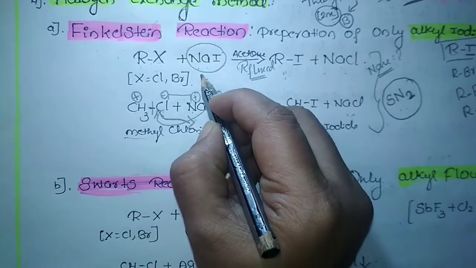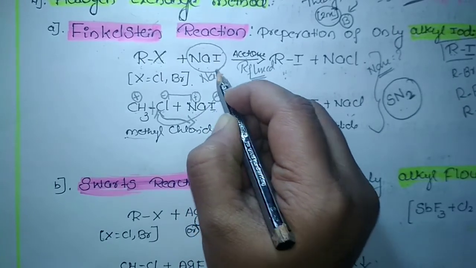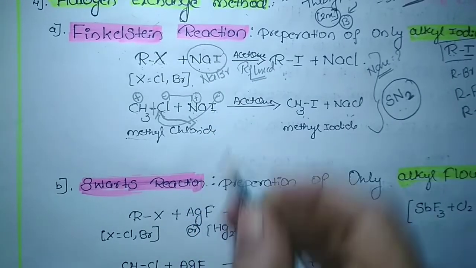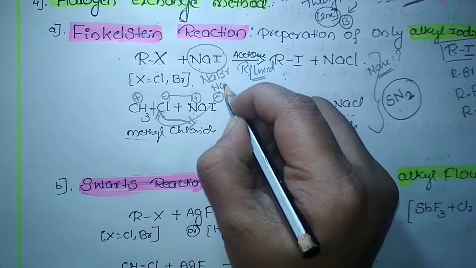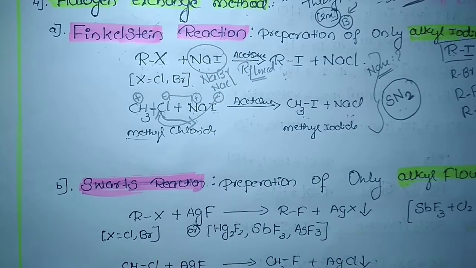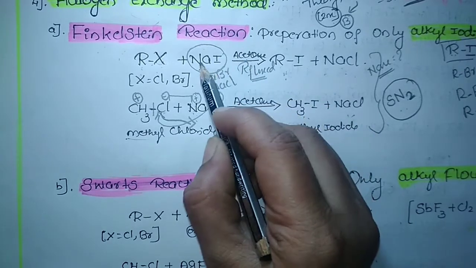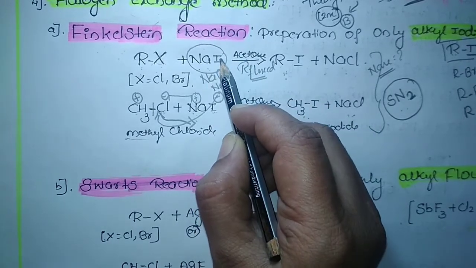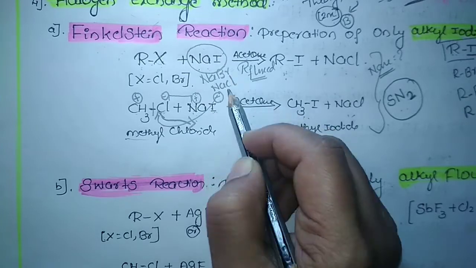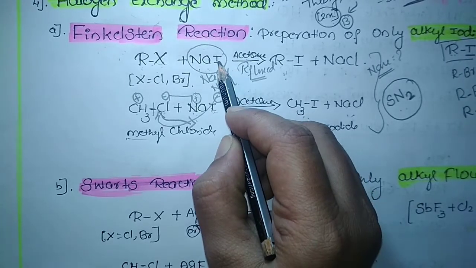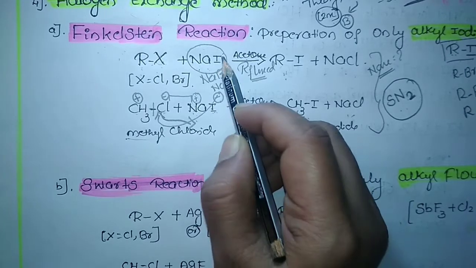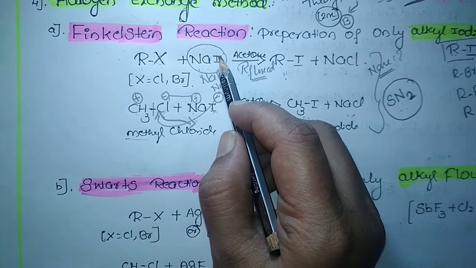Now the question appears: why can't I use sodium bromide in place of this one? Similarly, why can't I use sodium chloride in place of this one? It's because, compared to the bromide and the chloride, the iodide size is a little bigger, and it acts as a good leaving group.